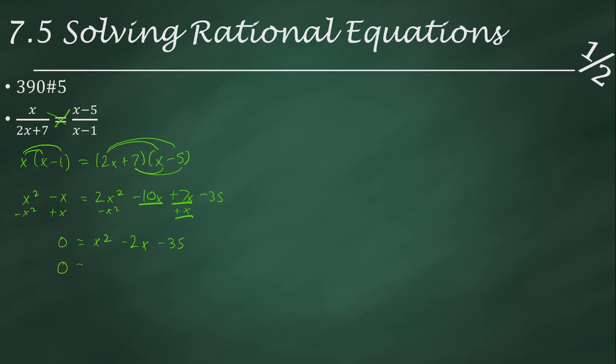Well, I like to try to solve these by factoring, so let's give it a shot. What times what makes x squared? x times x. And what times what makes negative 35? We want it to add to make the negative 2 in the middle. 35 is 7 times 5, so maybe a negative 7 times positive 5. They multiply to make negative 35 and add to make negative 2. So hey, that works. Then take each factor equal to 0. It looks like we get 7 and negative 5.